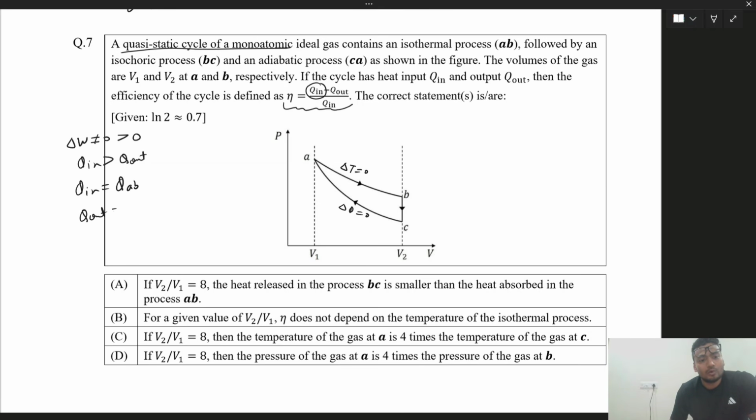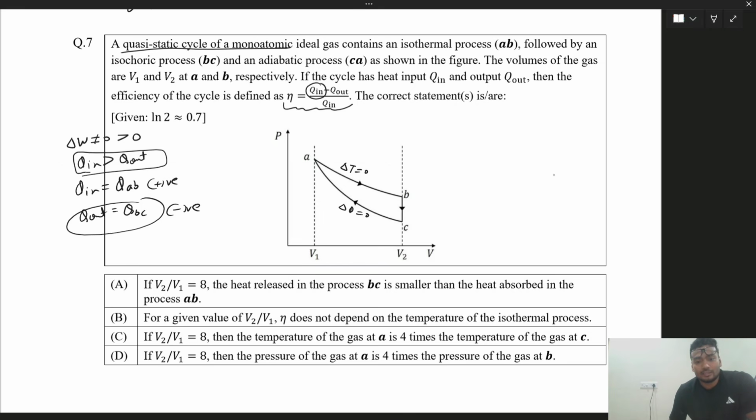And Q out is happening for this B to C. So this value is actually negative and this value is positive, right? So if I just compare the magnitude value, intake should be greater than outgoing. That is the result. Otherwise, even if they are equal, work done will be zero. So basically Q in should be greater than Q out.